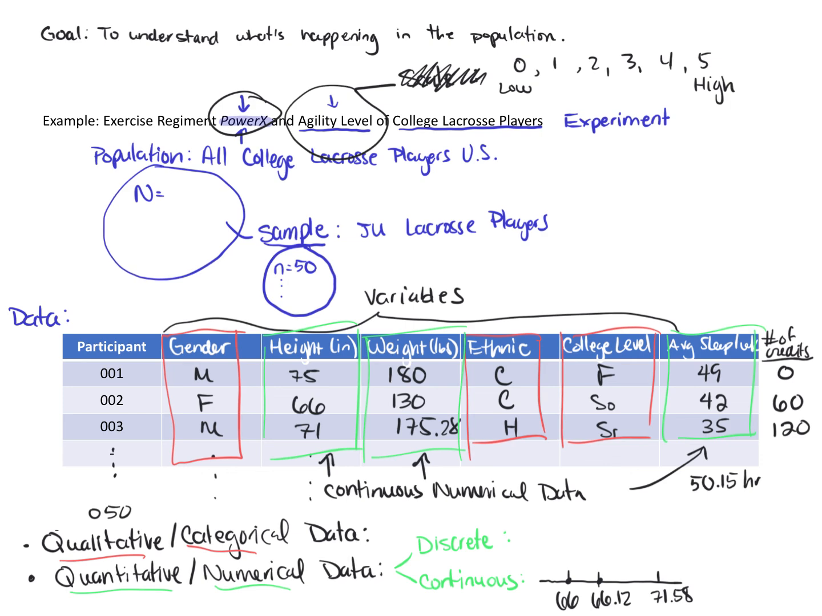And the last thing that I want to mention, which I forgot to mention earlier, is when we get a sample where we use just JU lacrosse players, this would be an example of convenience sampling. It's convenient because it's easy for us to access JU lacrosse players if we were doing this study because we are at JU. And the data that we collect from them in this particular moment in time, this is data that is a cross section because we're looking at their height, their weight, etc., at a particular moment in time.